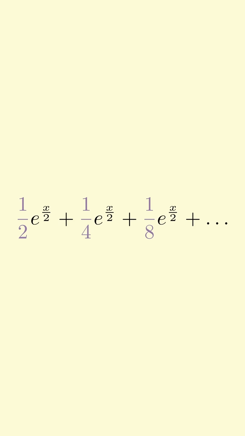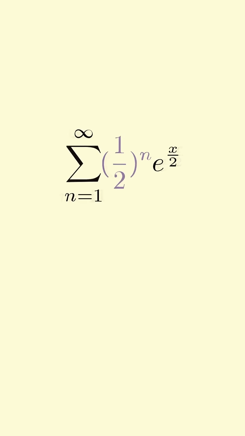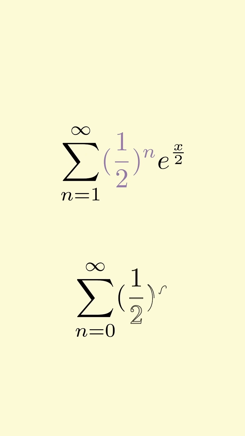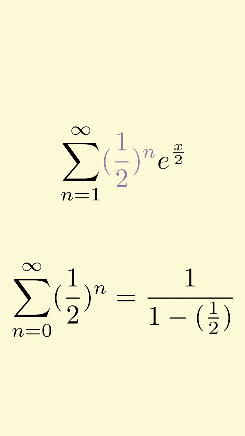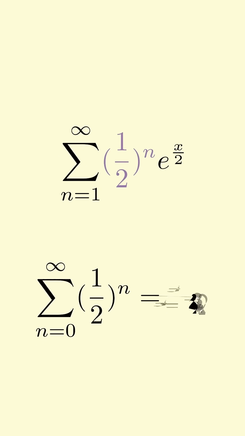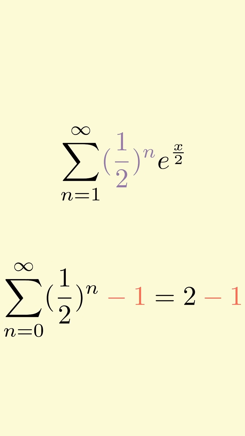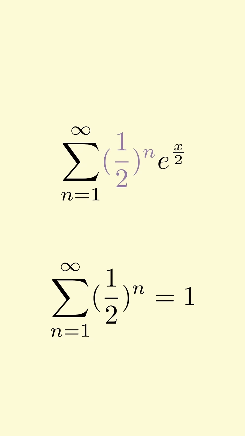Instead, we can write it in summation notation and use calculus to evaluate the sum. We can calculate the sum of 1 over 2 to the n as n goes to infinity using the geometric series test. Plugging in 1/2 into the formula for the geometric series gives us that this sum is equal to 2. Notice how the bottom sum starts at n equals 0 while the top sum starts at n equals 1. We can solve this by subtracting the first term from both sides of this equation, which gives us that the sum starting at n equals 1 is equal to 1.